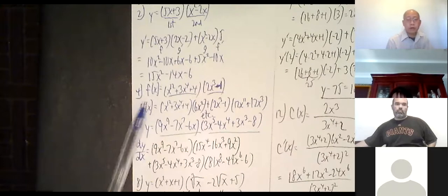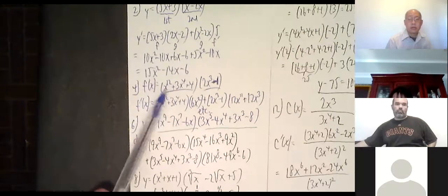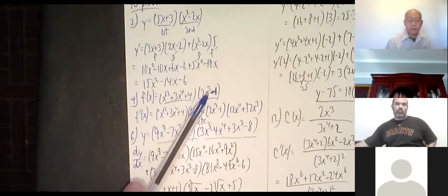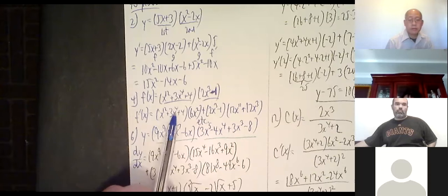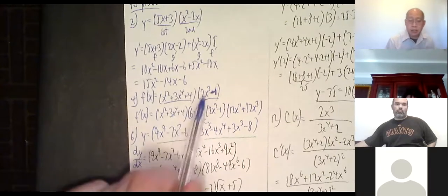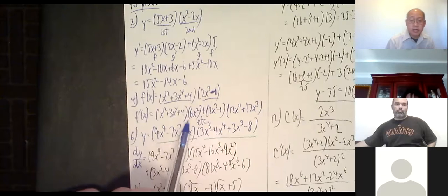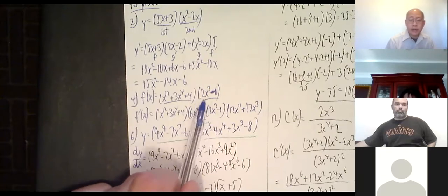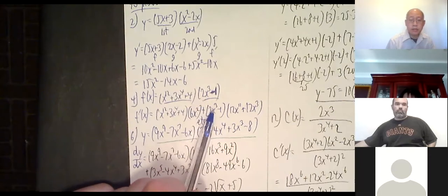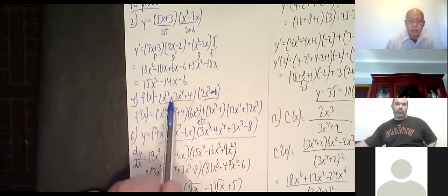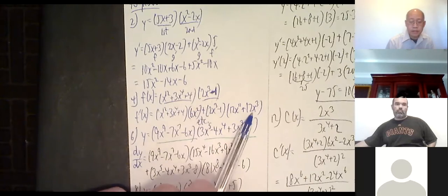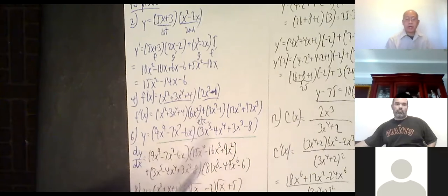All right, number 4. This is the first function. This is the second function. Copy the first function, x to the 12th plus 3x to the 4th plus 4, times the derivative of the second. So the derivative of the second function is 6x squared, plus second function, 2x cubed minus 1, times the derivative of the first. So the derivative of the first function is 12x to the 11th plus 12x cubed. And I'll just say et cetera. That means after that, just multiply it out.